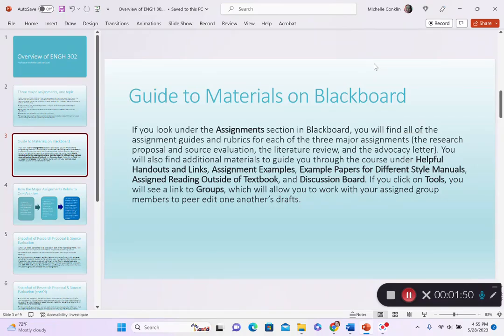If you click on tools, you will see a link to groups, which will allow you to work with your assigned group members to peer edit one another's drafts. I highly encourage you to reach out to members of your group so that you can get to know each other and help one another by looking over each other's work before you submit it.